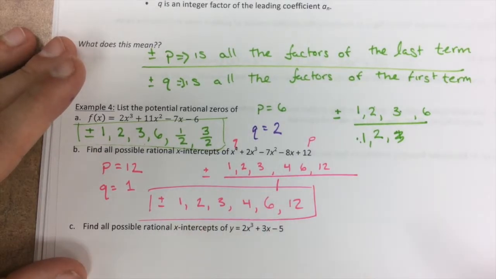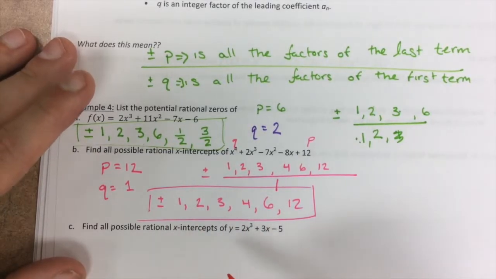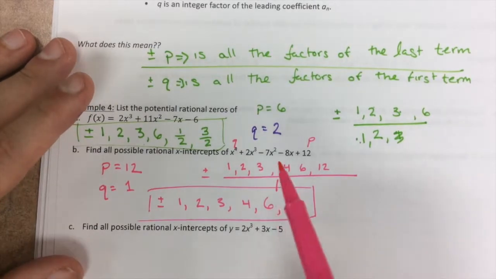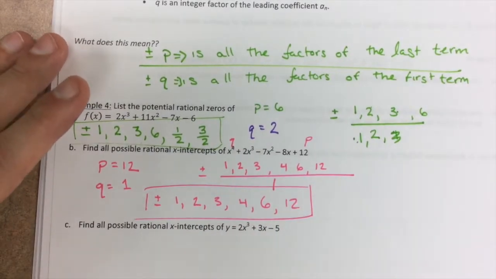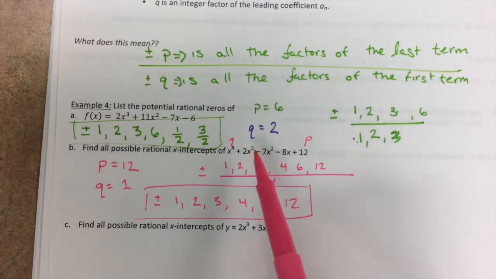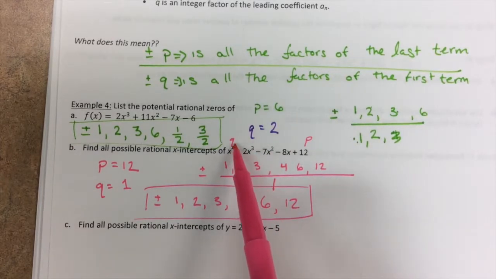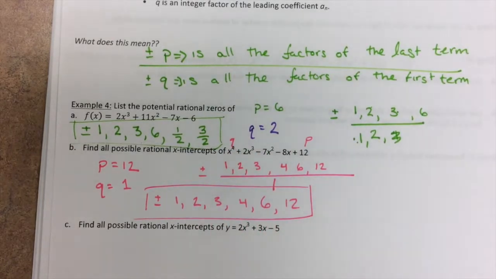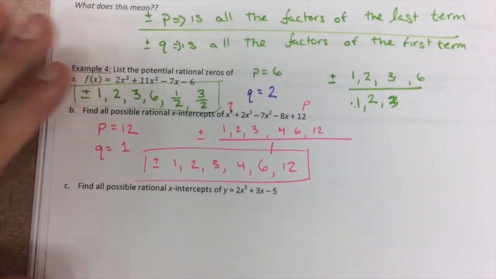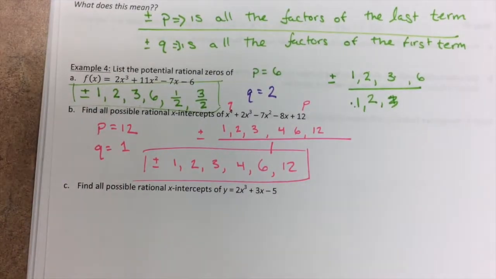How do I know how many positive zeros or negative zeros? We use Descartes' rule of signs to help us narrow our guess down. And how many total zeros does it have? At most 4 real zeros. So we're going to start piecing all of this together.